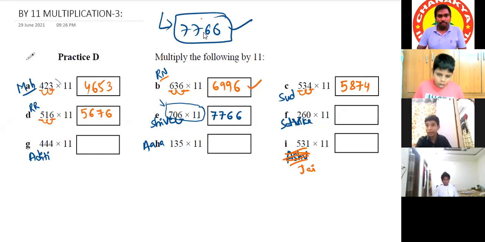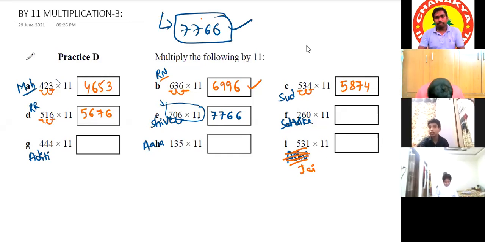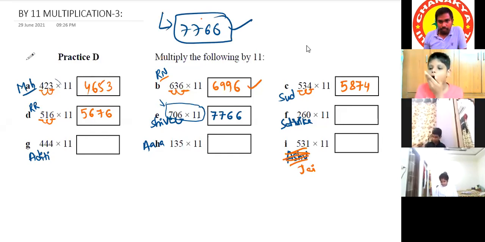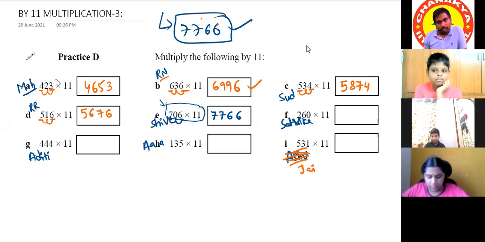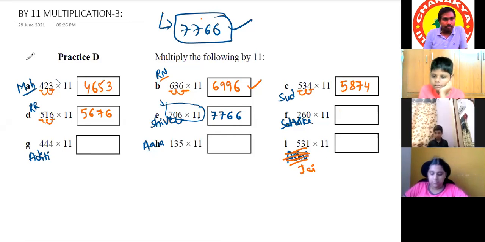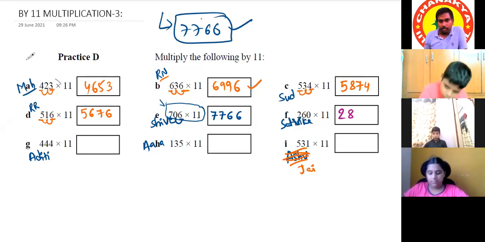Okay, Satvika. I'm unmuting all of you. Don't speak all at a time. Only Satvika. Sir, 2 as it is. 2 plus 6 is 8. Okay, next. 6 plus 0 is 6 and 0 as it is. Again 0 as it is.